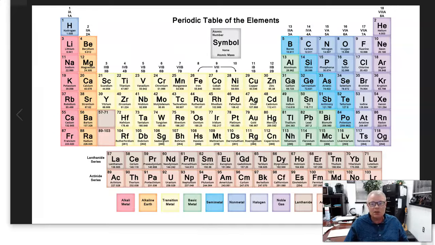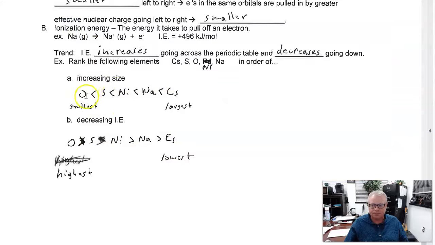All right. Notice when we did that, the order is exactly the same, isn't it? Why is the order exactly the same? Well, because there's a correlation between the size of the atom and its ionization energy. If I have a very small atom, the outer electrons are very close to the nucleus. If they're very close to the nucleus, they're attracted very strongly, and so it's going to be harder to pull those electrons off. So therefore, you're going to have a high ionization energy with a very small atom.